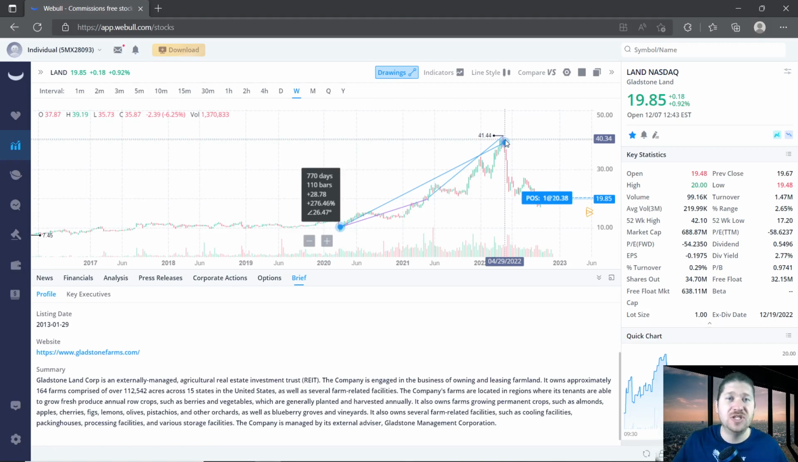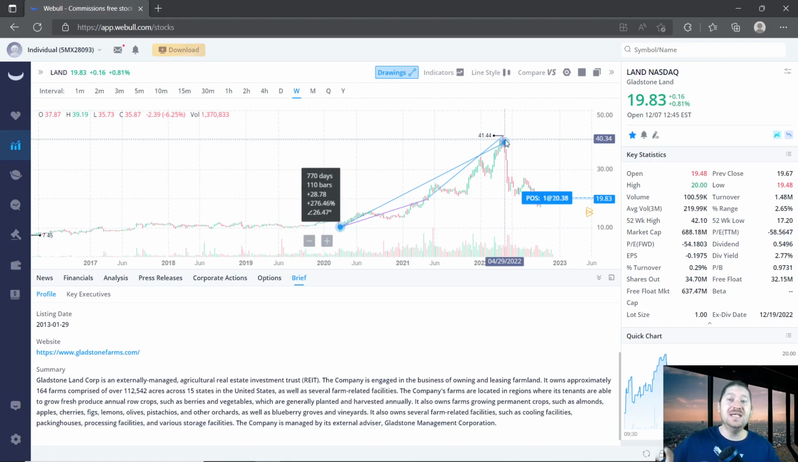And as you guys have seen with inflation, vegetables and berries are way up. So they are able to pay their rents on time and in a fashionable manner. Now, these are generally planted and harvested annually, right? So it takes time for them to get to that end stage. It also owns farms growing permanent crops such as almonds, apples, cherries, figs, lemons, olives, pistachios, and other orchards, as well as blueberry groves and vineyards. So, land is doing great. Even in the off season, waiting for its berries and vegetables, they are consistently producing other crops to help this company grow and keep itself sustainable.